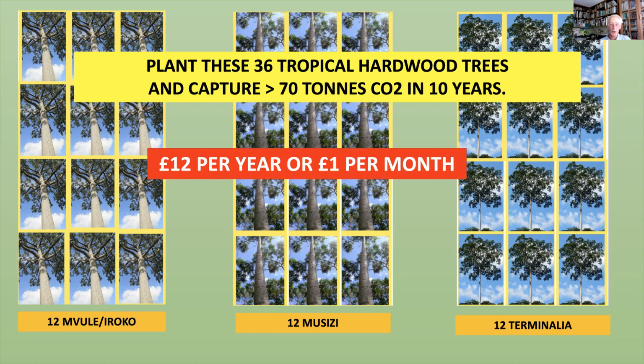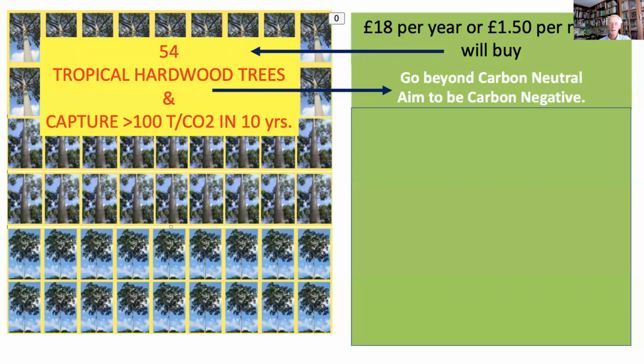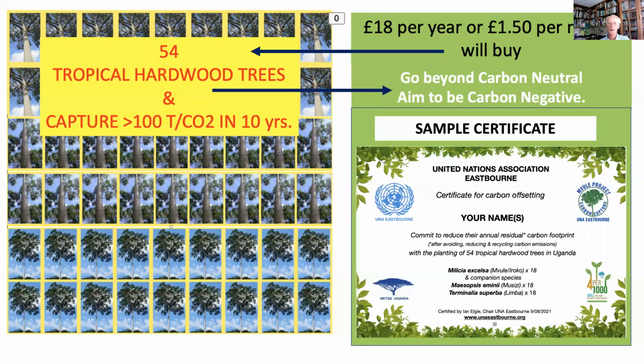You could actually go a little bit further, and for £1.50 a month, you could buy 54 trees, capture 100 tons in 10 years, and be not only carbon neutral, but aim to be carbon negative. And also you will get a certificate for your contribution.